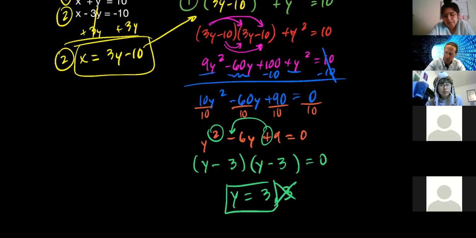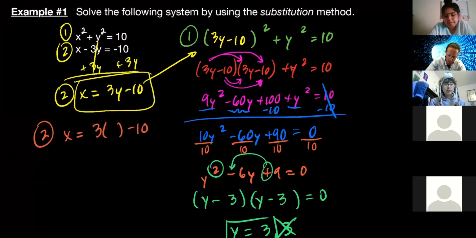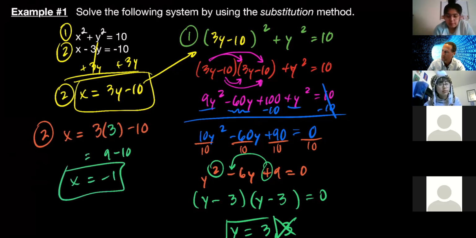And if you guys remember, at the very beginning, we already found what x is. Our x was equal to this, but it had a variable in it. But now we know that variable. So we will do just like we did before and back substitute into equation 2 to find our x. It's 3y minus 10, and we found that y to be 3. So we get 9 minus 10, which is an x of negative 1.